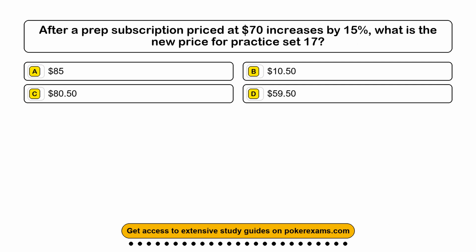Question 3. After a prep subscription priced at $70 increases by 15%, what is the new price for practice set 17? Option A $85. Option B $10.50. Option C $80.50. Option D $59.50.